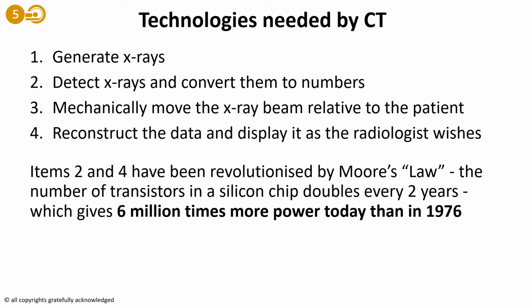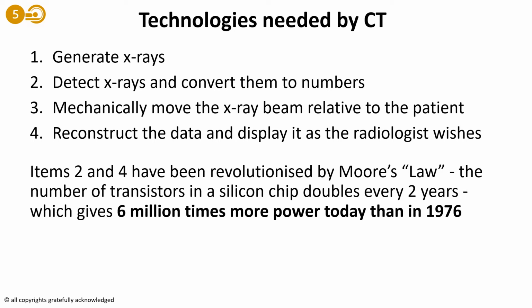The four main technologies which are needed by CT is to generate X-rays, detect X-rays, of course, but also a new thing for CT was to convert the X-rays into numbers. Then you've got to mechanically move the X-ray beam relative to the patient, or if you wish, you can do it electronically. And you've finally got to reconstruct the data and display it as the radiologist wishes to see it.